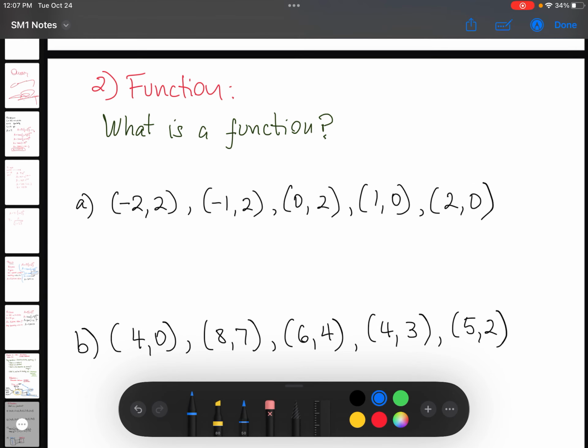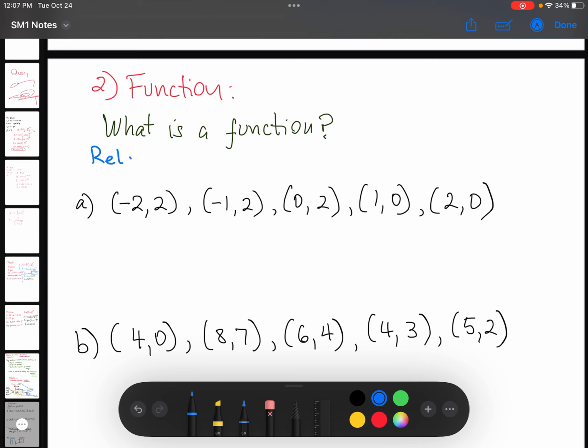Now let's talk a little bit about the concept of function. Now we continue with lesson 3.1. In mathematics, in algebra, this is the context we are going to be using to define the term function. Function then is a relation.